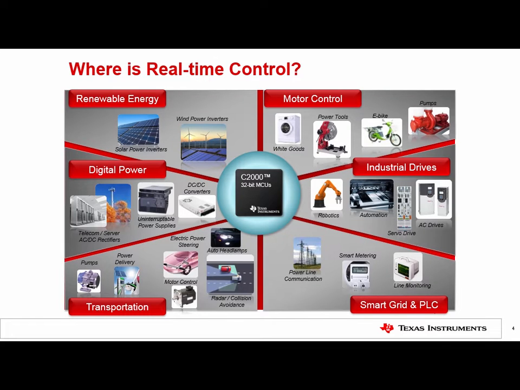Now, if you look at some of the applications where C2000 microcontrollers excel today, you will see things like renewable energy. So these would be applications such as your solar power inverters, your wind inverters. You also see motor control applications. Then there are industrial drives, smart grid and PLC, transportation, and also digital power. These are all end equipment in which C2000 microcontrollers are currently used today.